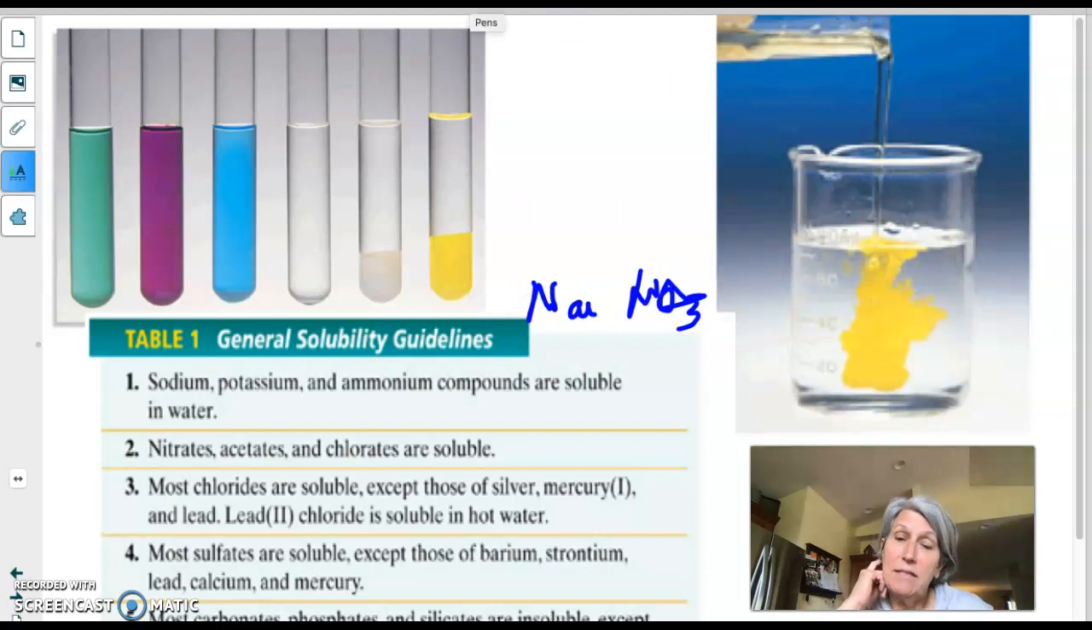Would that be soluble in water? And the answer is yes. It's because all nitrates are soluble in water, and also all sodiums are soluble in water. So you might say, what if you have something like silver nitrate, AgNO3? Would that be soluble in water? And the answer is yes, because it's got a nitrate.